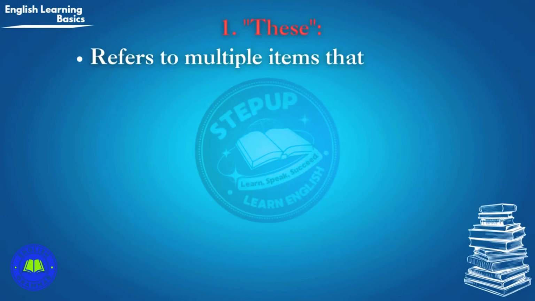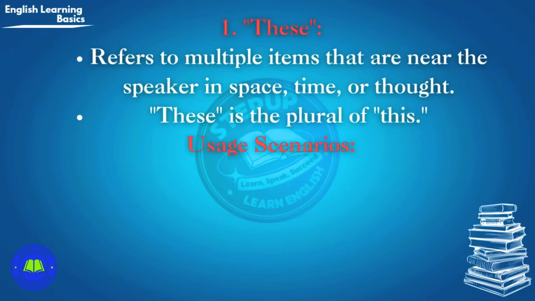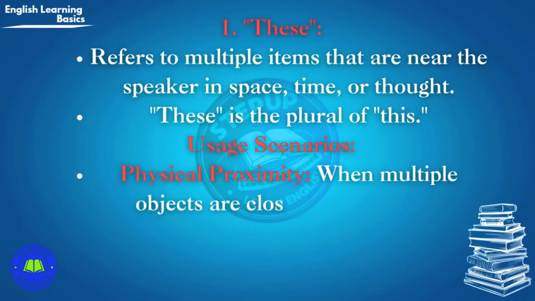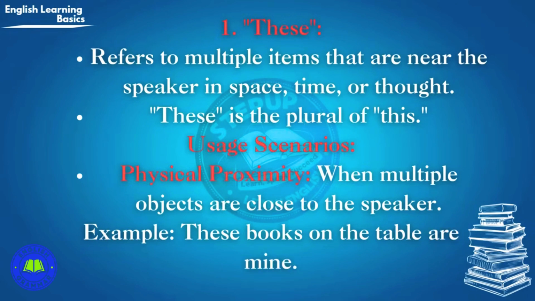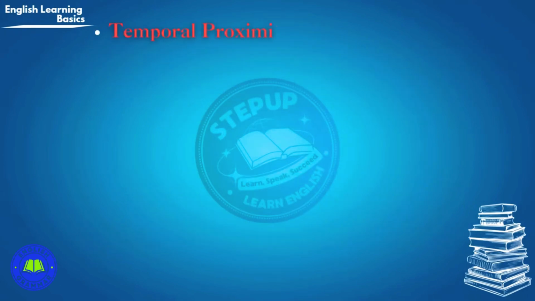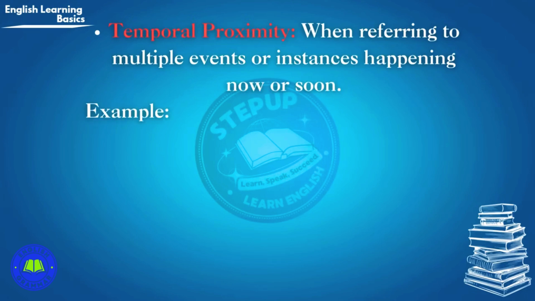1. These refers to multiple items that are near the speaker in space, time, or thought. These is the plural of this. Usage scenarios. Physical proximity: when multiple objects are close to the speaker. Example: These books on the table are mine. Temporal proximity: when referring to multiple events or instances happening now or soon. Example: These past few days have been exhausting.